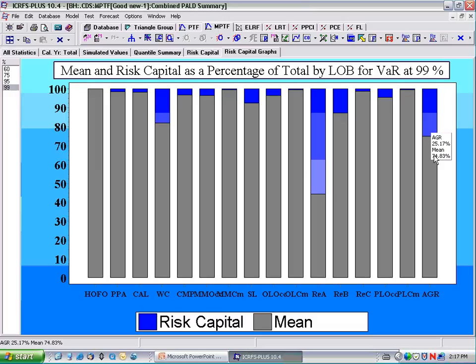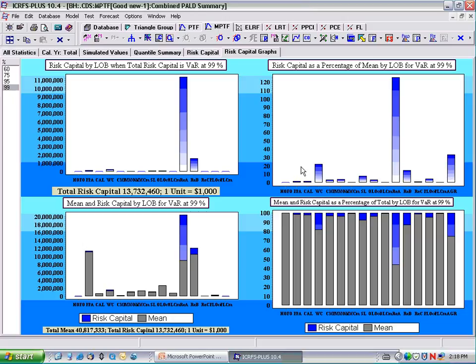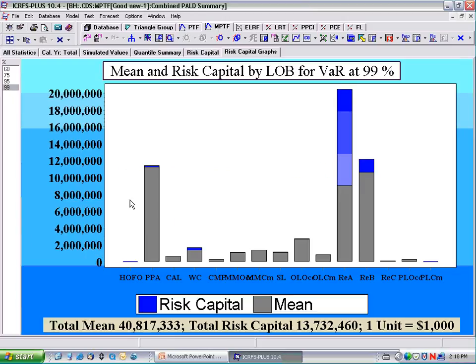You know, how much capital do you need if you only wrote REA, and how much capital do you need if you wrote REA and the other lines of business? And that will be the subject of the next video. What I'd like to do here is look at workers' comp perhaps. Where's workers' comp? Workers' comp, it's quite interesting.